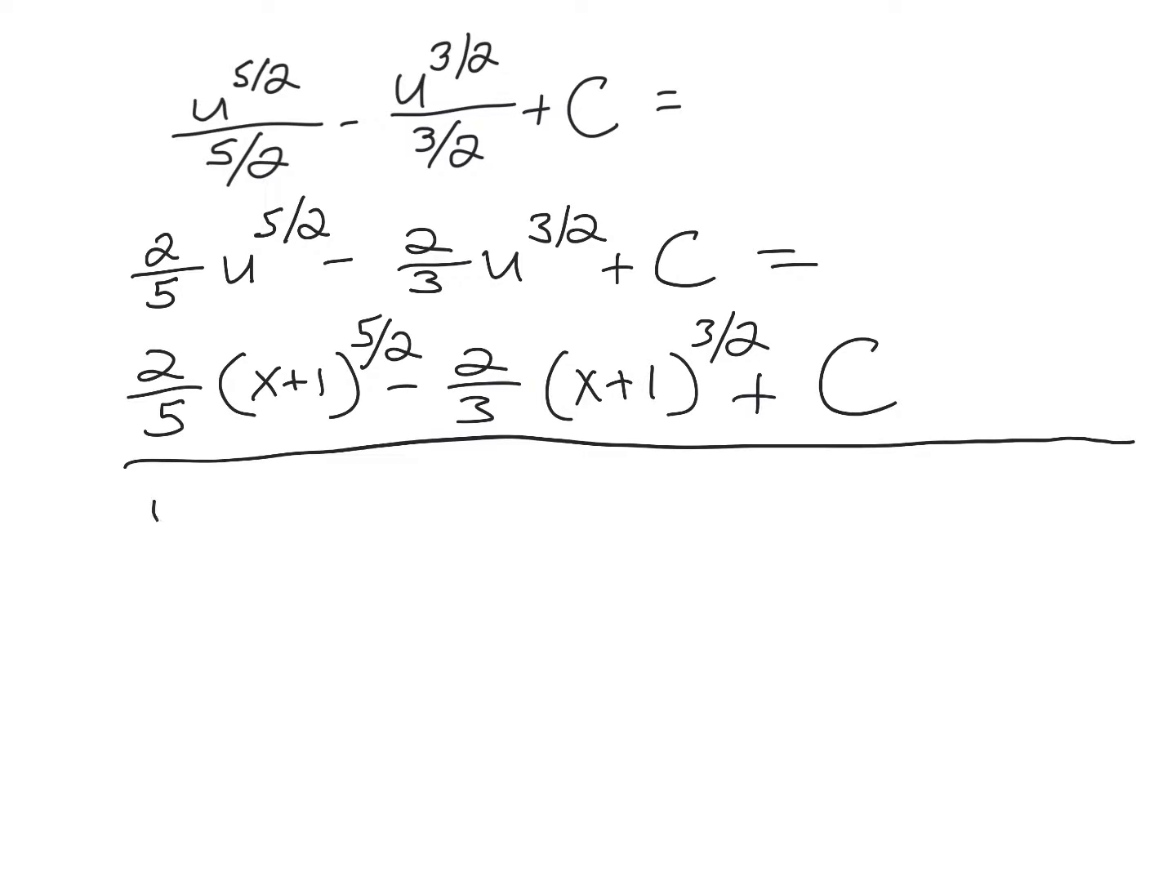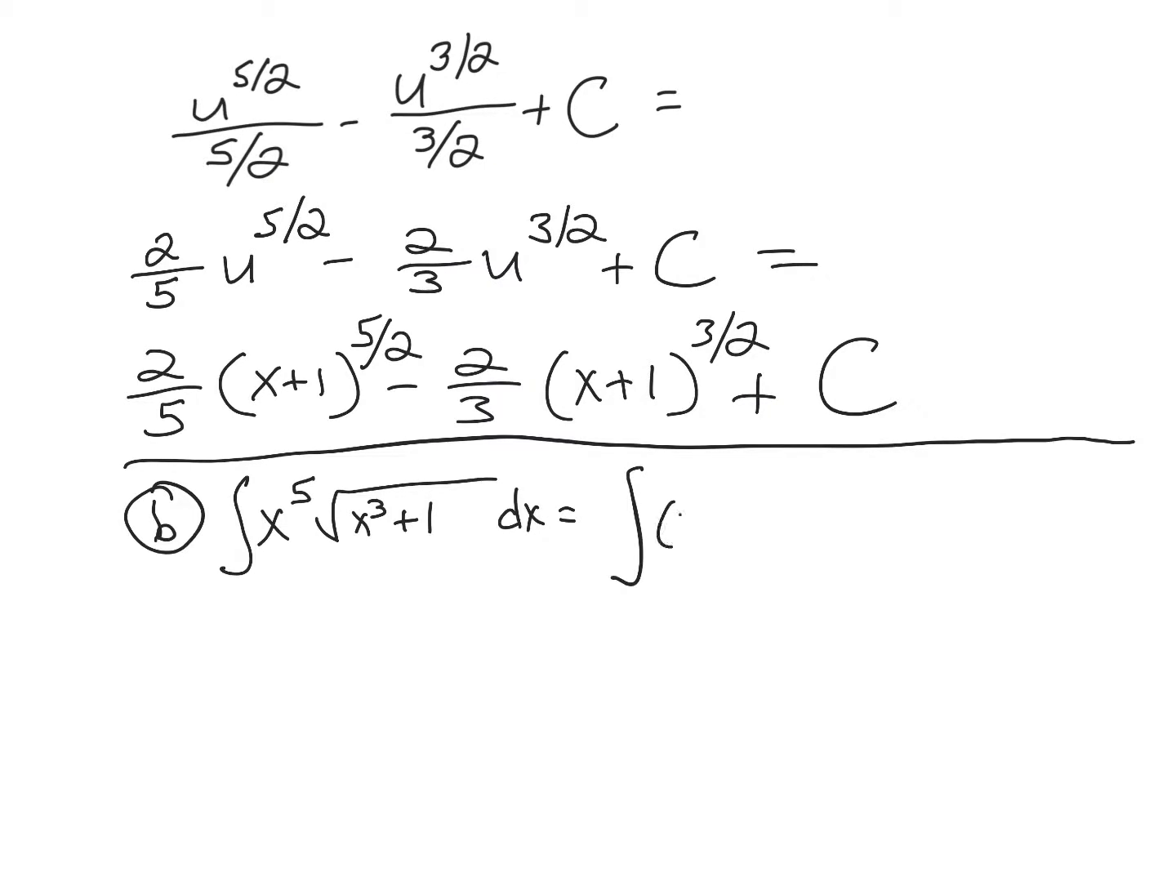For part B, we want to evaluate the integral of x to the 5th times the square root of x to the 3rd plus 1. Before we do that, let's rewrite it using exponential notation: (x cubed plus 1) to the 1/2, and let's write x to the 5th as x cubed times x squared dx. You'll see why in just a minute.